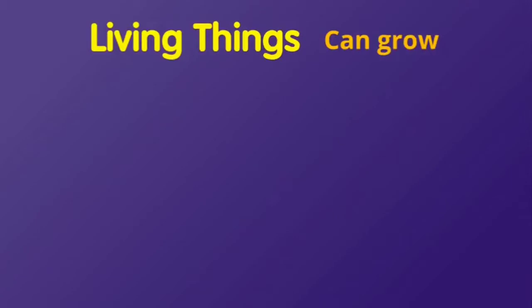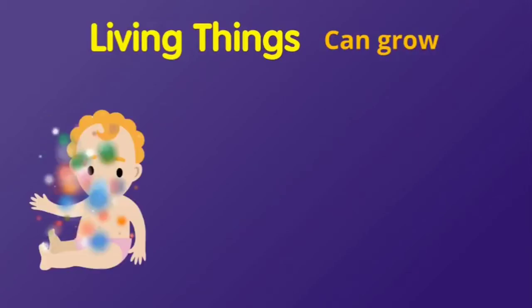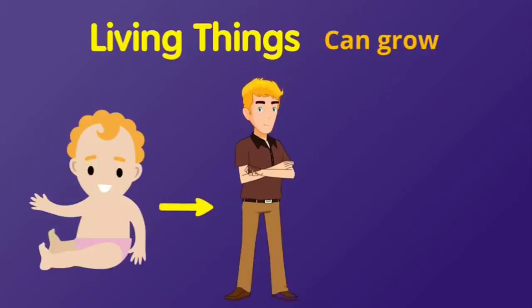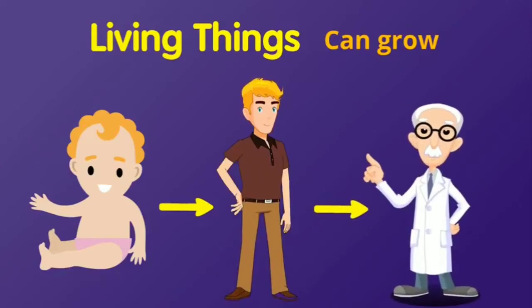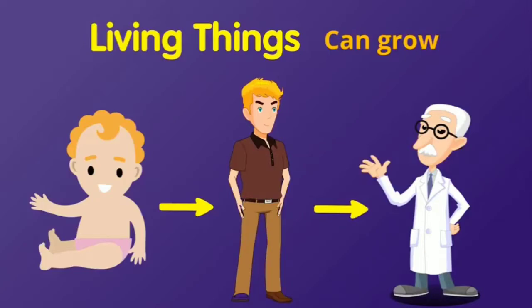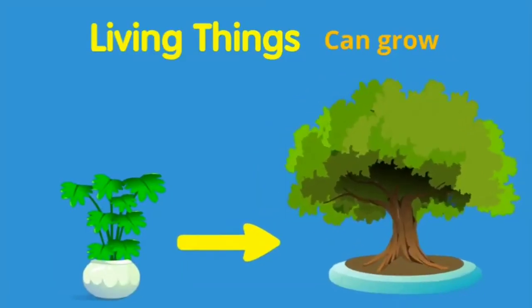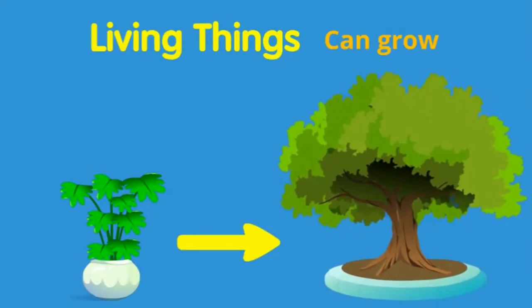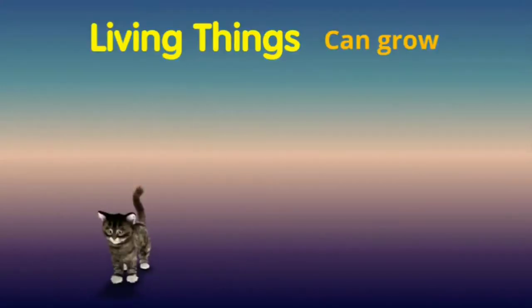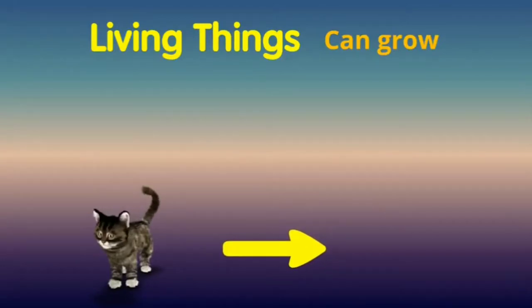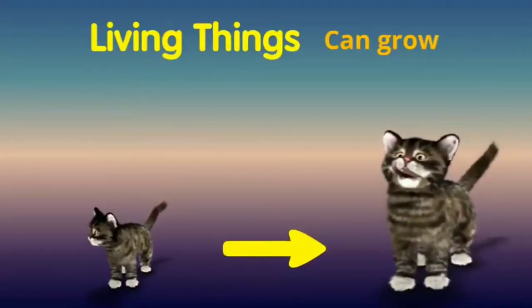Living things can grow. Yes, for example, we are born as a baby and grow as a man and old man. So we are living things. Like this, plants also grow as a tree. And also, for example, the animal, a little kitten grows as a cat.